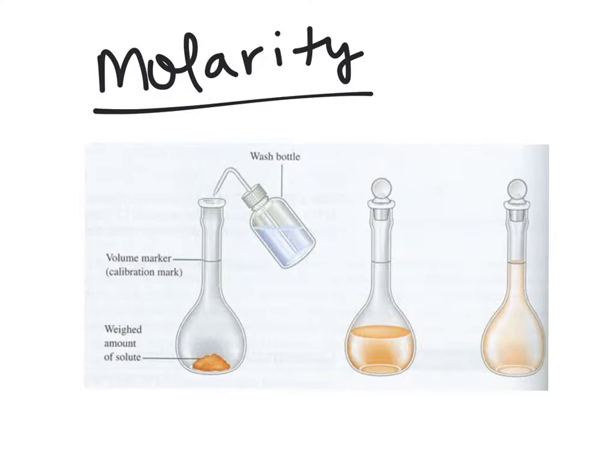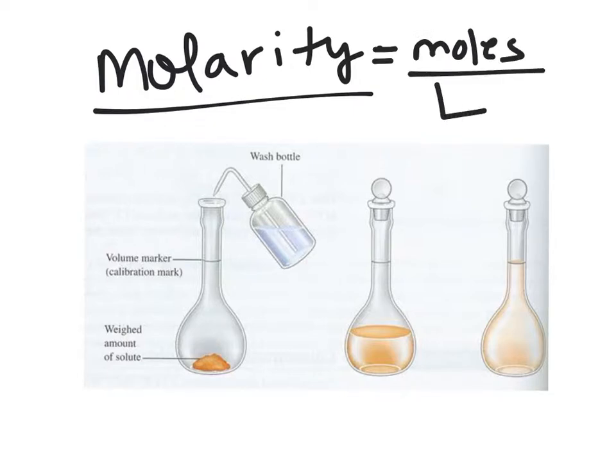Now, chemists and scientists do this lots of different ways, but the most standard way is using something called molarity. Molarity is defined as the moles of solute per liter of total solution. In this particular picture example I'm showing you, we've got a volumetric flask. It's a special piece of glassware that allows us to measure out a specific volume of liquid.